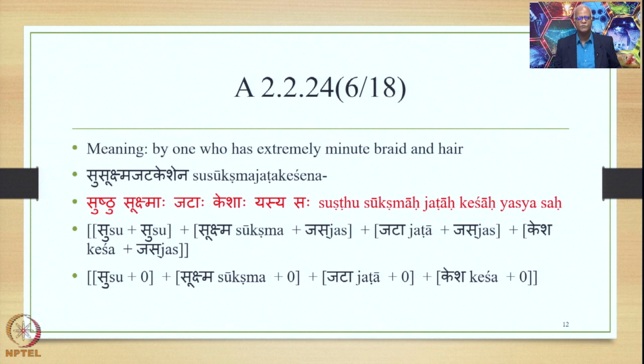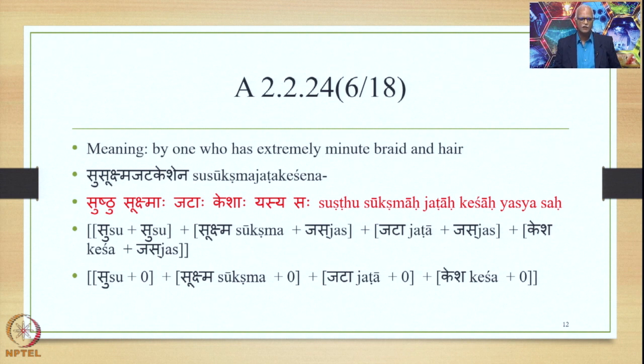Now this samāsa refers to somebody who is outside the compound, and susūkṣma jaṭā keśa becomes the qualification of that out-of-compound entity, which is masculine in gender. Now the alaukika vigraha is su plus su plus sūkṣma plus jas plus jaṭā plus jas plus keśa plus jas. So there are now four brackets within the one big pair of square brackets. So four padas are getting compounded simultaneously.